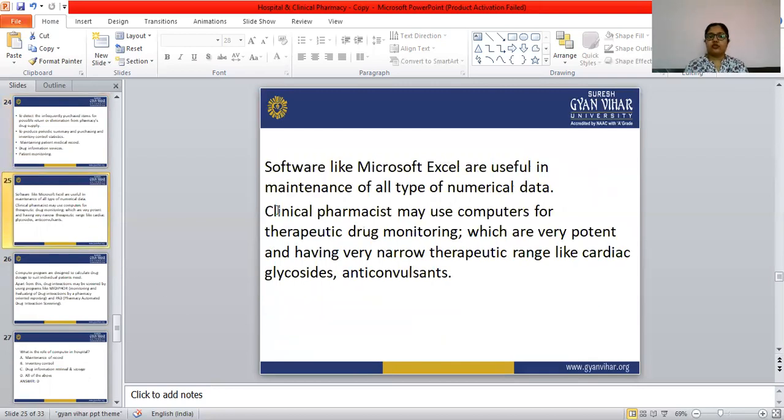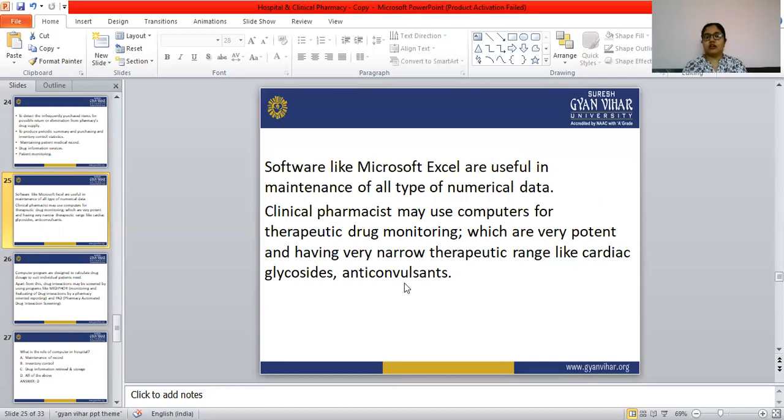Next, software like Microsoft Excel is useful in the maintenance of all types of numerical data. All types of numerical data are maintained with the help of Microsoft Excel. The clinical pharmacists may use computers for therapeutic drug monitoring of drugs which are very potent and have a very narrow therapeutic range, like cardiac glycosides and the anticonvulsants.